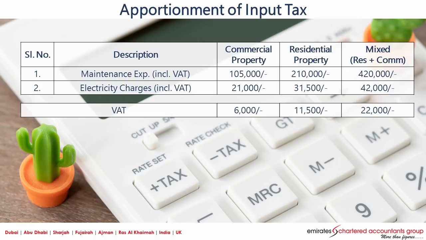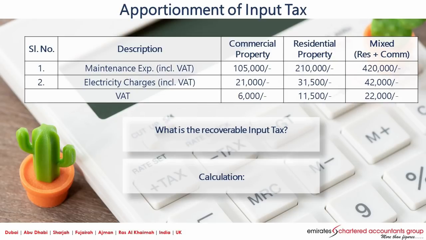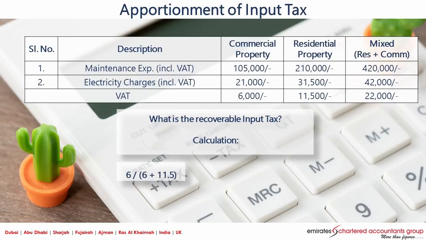What is the formula for recoverable for the common input credit? The calculation is like this: recoverable divided by recoverable plus non-recoverable. So 6,000 divided by 6,000 plus 11,500, that means 6,000 divided by 17,500, equal to 34.28 percent. We have to round off to the nearest percentage, that is 34 percent.